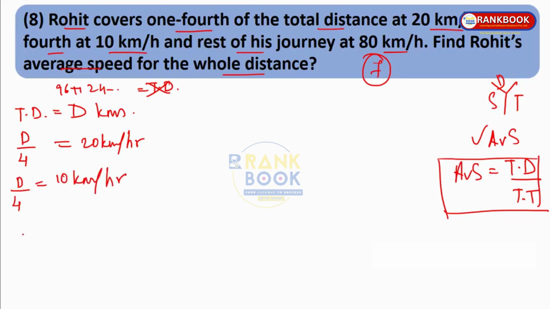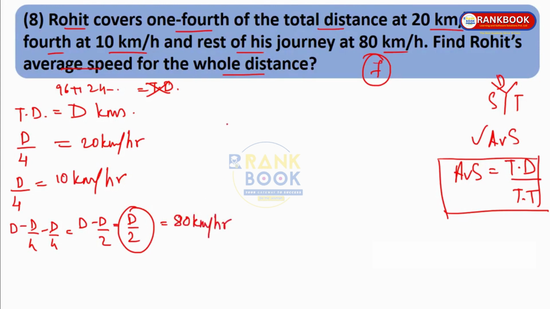Rest of the journey. How much distance remains? D minus D by 4 minus D by 4, that is D minus D by 2. D by 4 plus D by 4 is D by 2, so D by 2 distance remains, right? And for it the speed is 80 kilometers per hour, correct? Now, what is average speed?